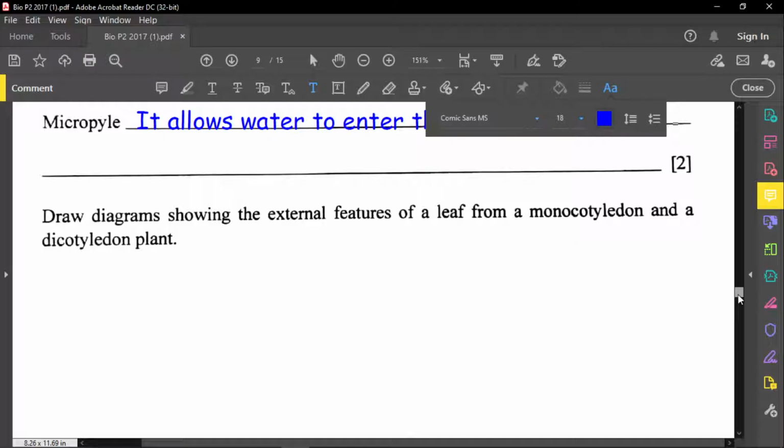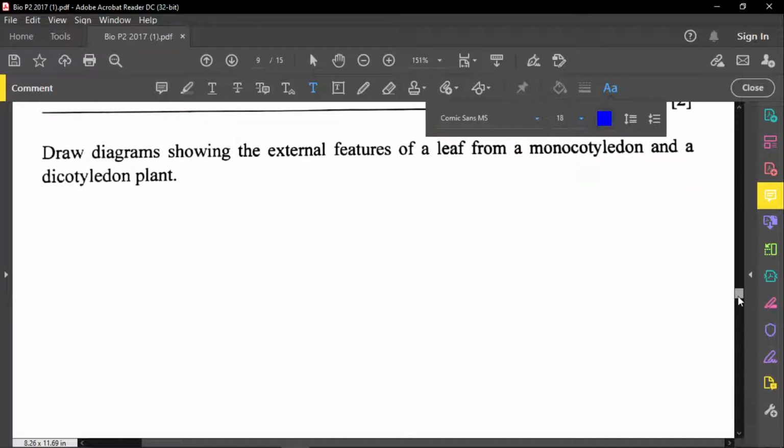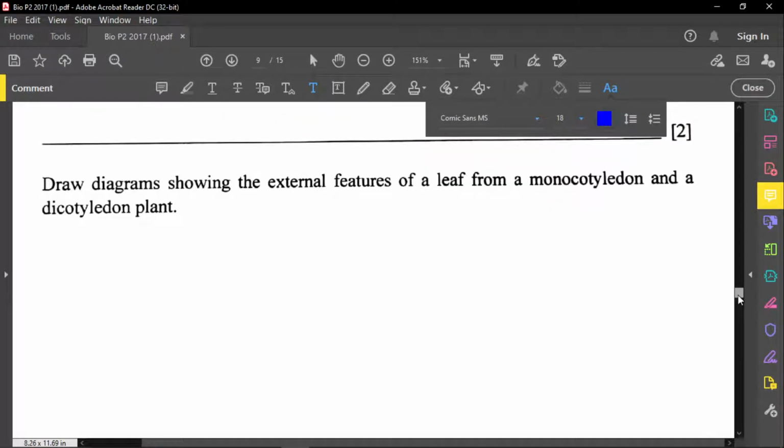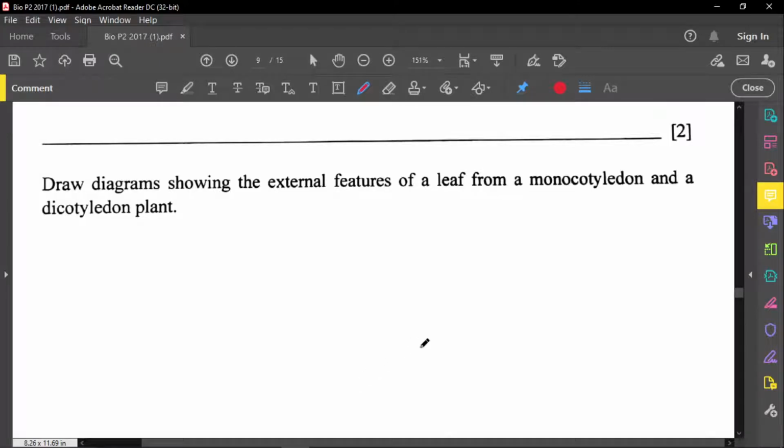Now, this part here said draw diagrams showing the external features of a leaf of a monocotyledon and a dicotyledon. So let me draw the monocotyledon first. A matter of fact, I could draw anyone, it doesn't matter. But let me put them on the side so at least you will see. I'll just put the lines down to save some time. So I'll put monocot right here. So monocot will be a pretty much narrow leaf. So you're going to draw a narrow type of leaf for a monocot.